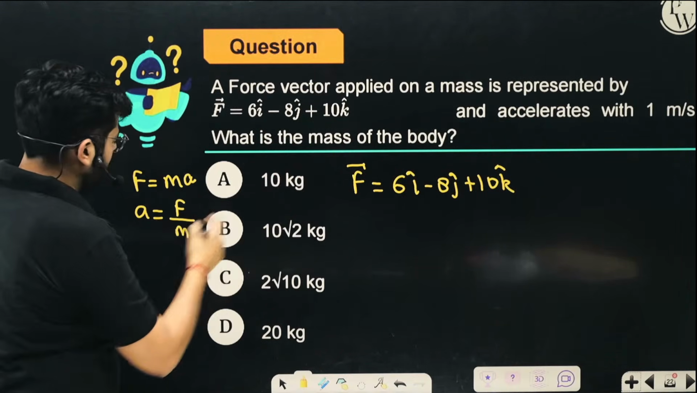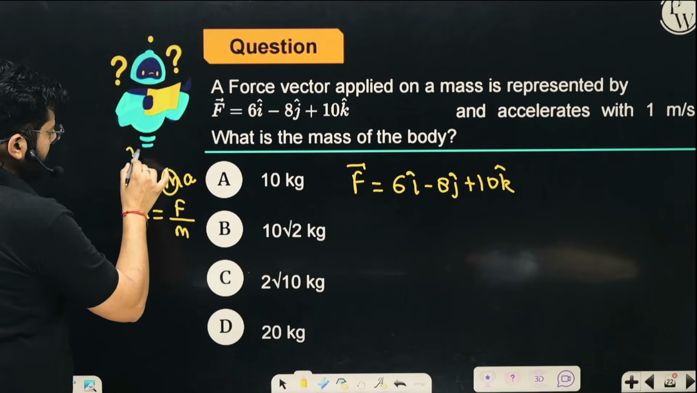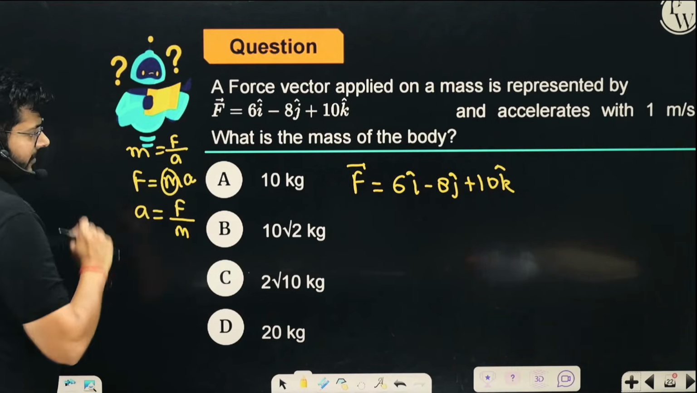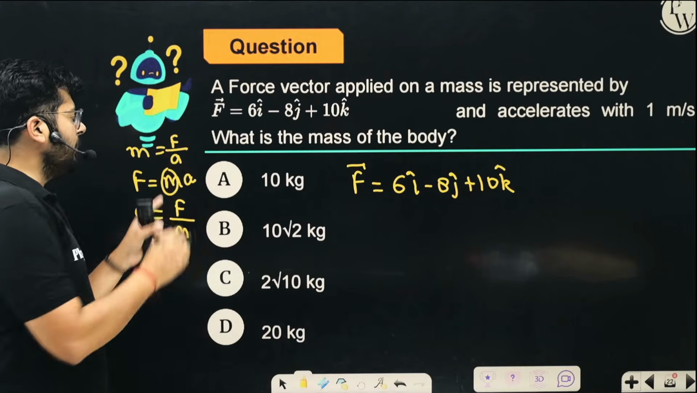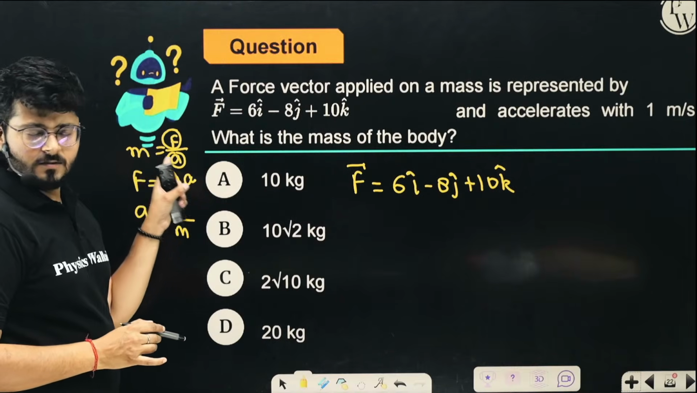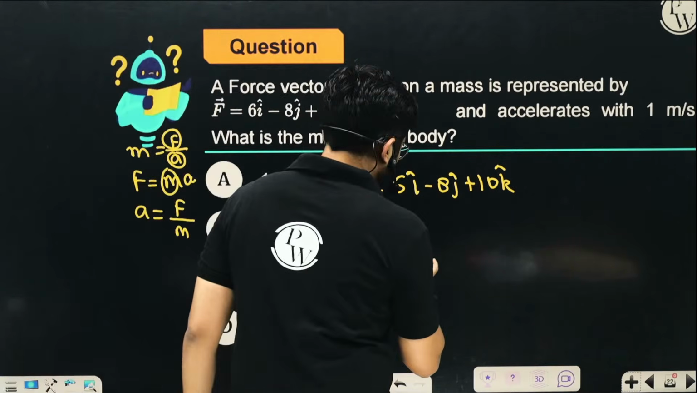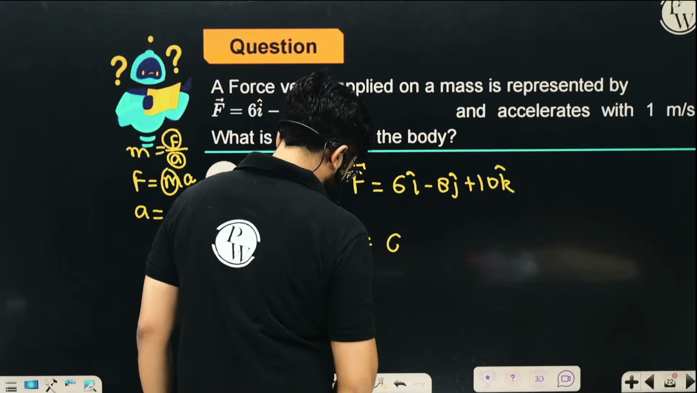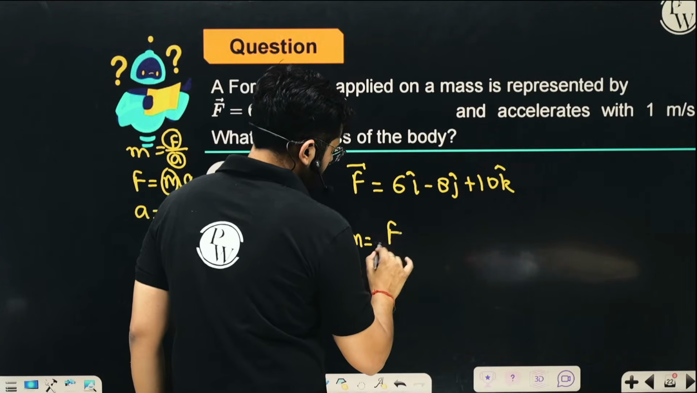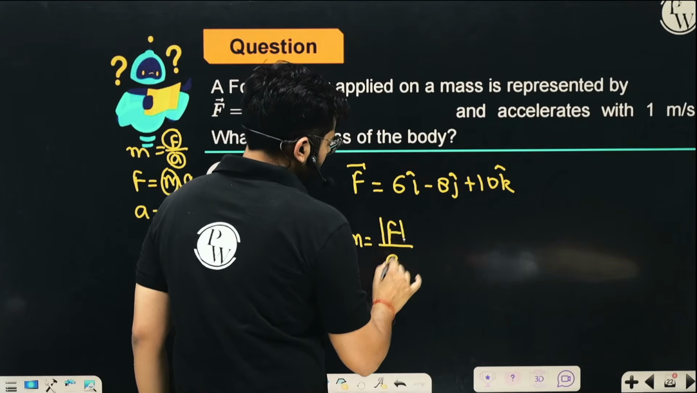Or we want to know the mass over here. So mass is force upon acceleration, right? Clearly, if I put the magnitude of force and magnitude of acceleration, I will get the mass. We need to put the magnitude of force.